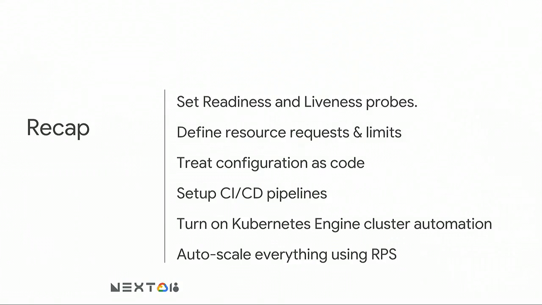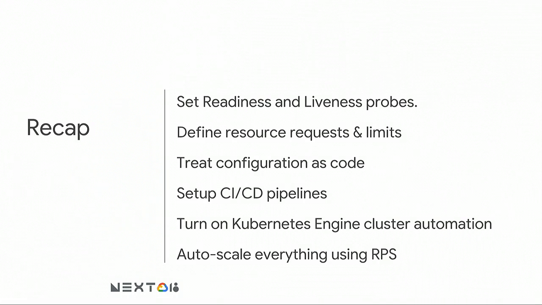OK, so what did I show you? The recap is we looked at readiness and liveness probes and how important they were. The importance of defining requests and limits so that Kubernetes knows what resources you need. The idea that you should be treating configuration as code, using a CI/CD pipeline to deploy code so that you're not going to accidentally deploy things that just happen to be sitting on your machine.